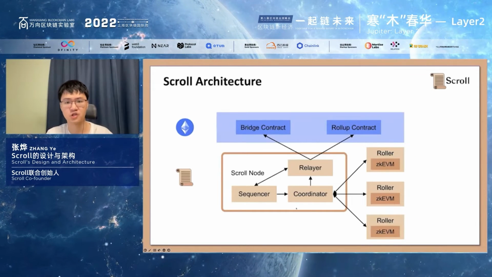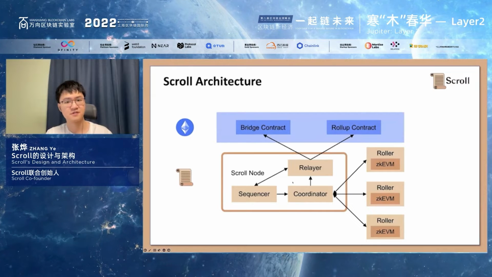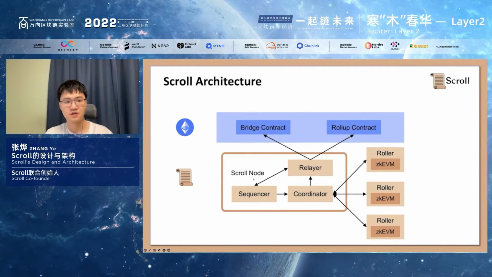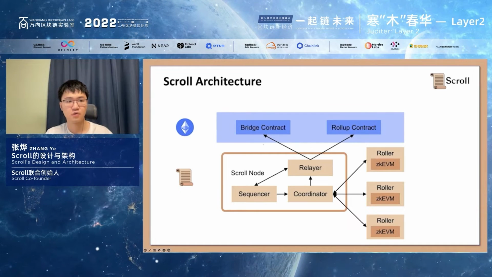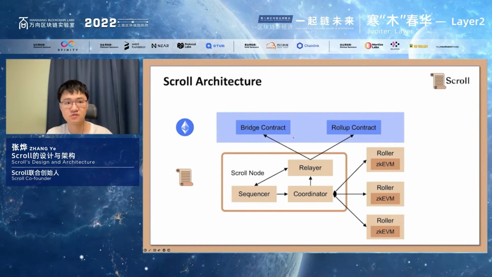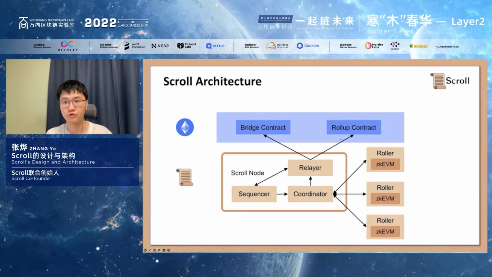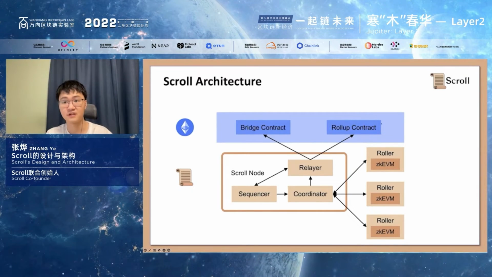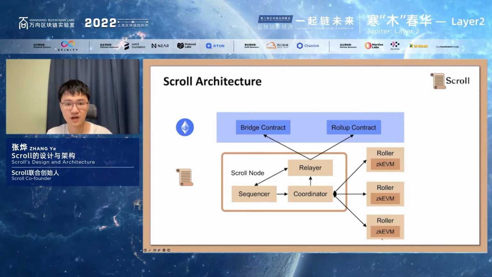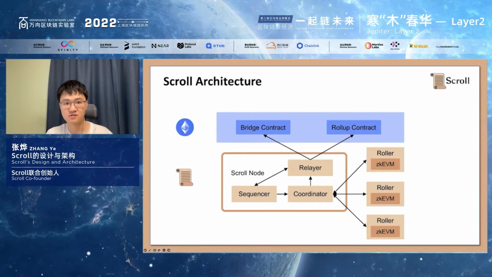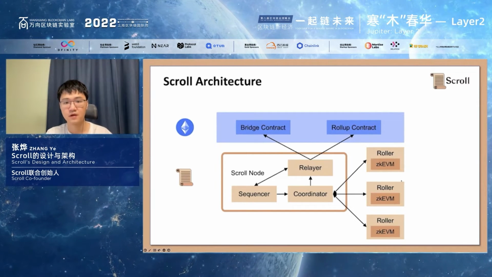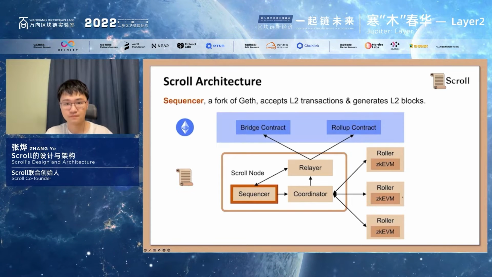So here is the architecture of Scroll. It consists of 3 parts: the Scroll nodes; the on-chain smart contracts, where the bridge contract is used for deposits and some layer 1 transactions, and the rollup contract is used for verifying proofs and some data availability; and also a decentralized prover network, which consists of a lot of provers. We call them rollers in our system. I will introduce them one by one.